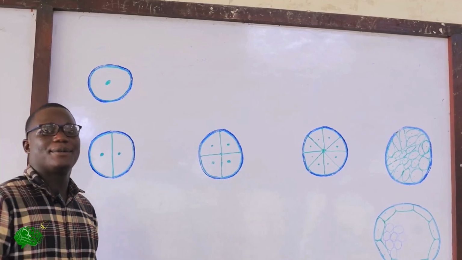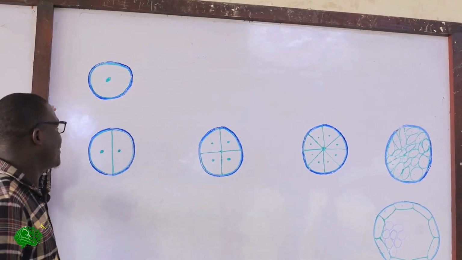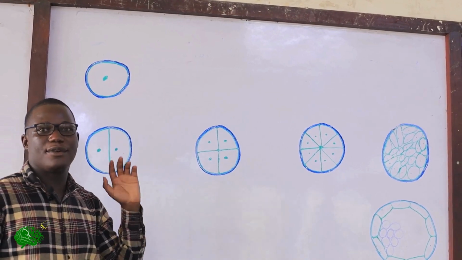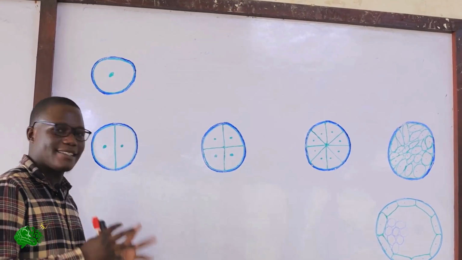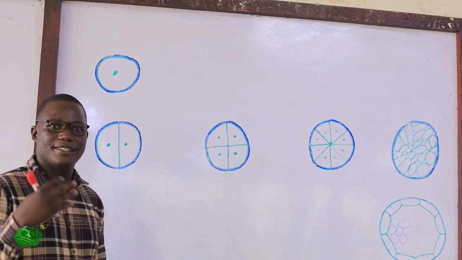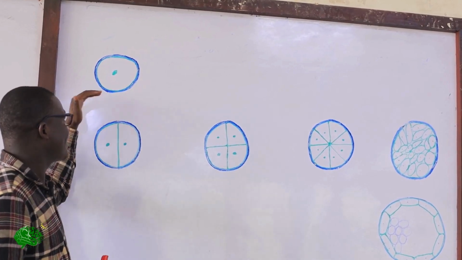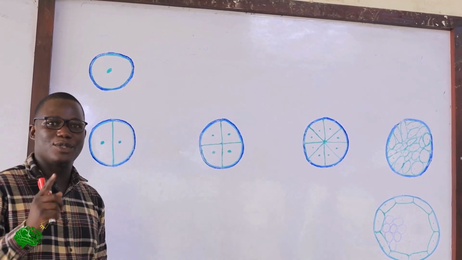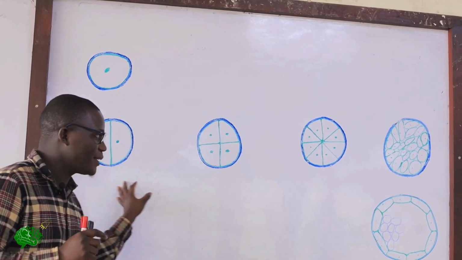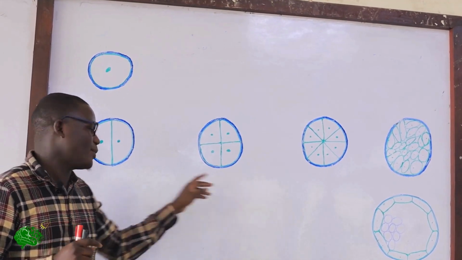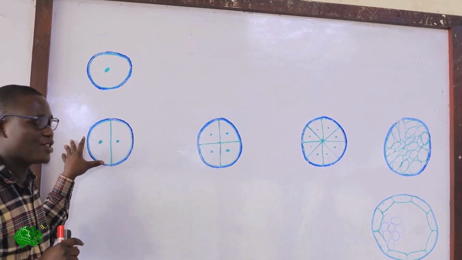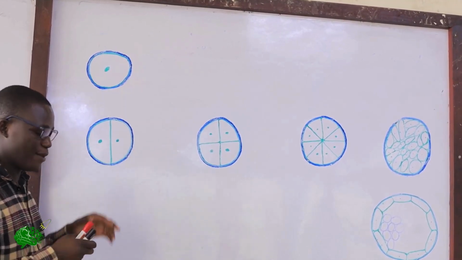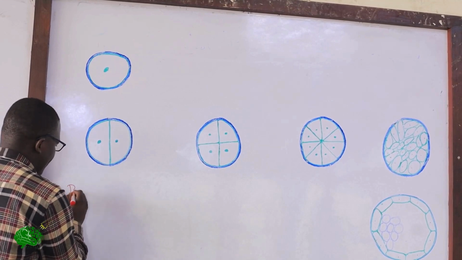Okay, let's now look at the sequence of events that occur during cleavage and formation of the blastocyst. Cleavage itself is a series of mitotic divisions that occur immediately after fertilization. But there are two important things I want you to note before we look at the series of events. One is that during cleavage, the cells being formed are termed blastomeres.